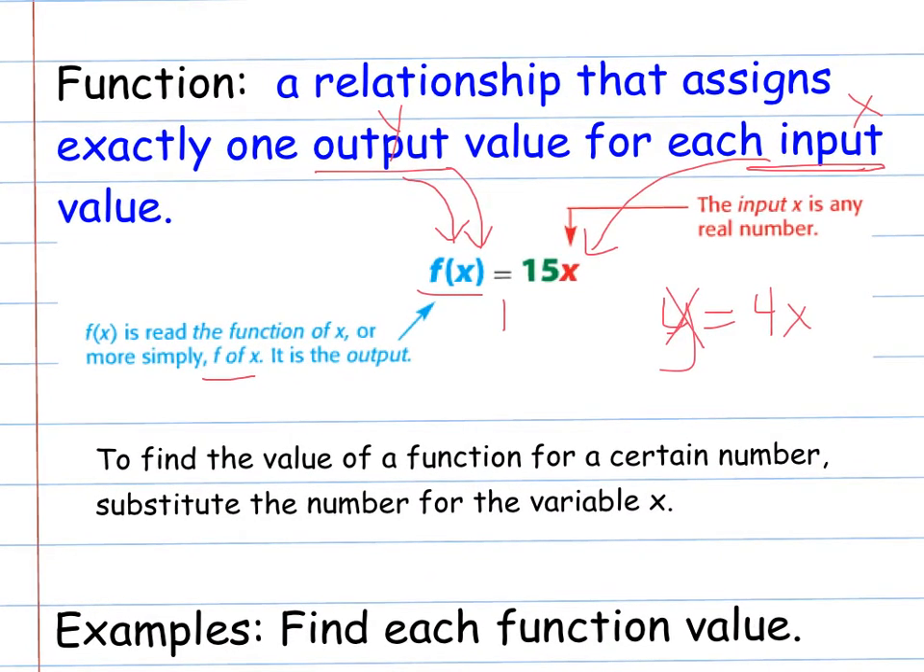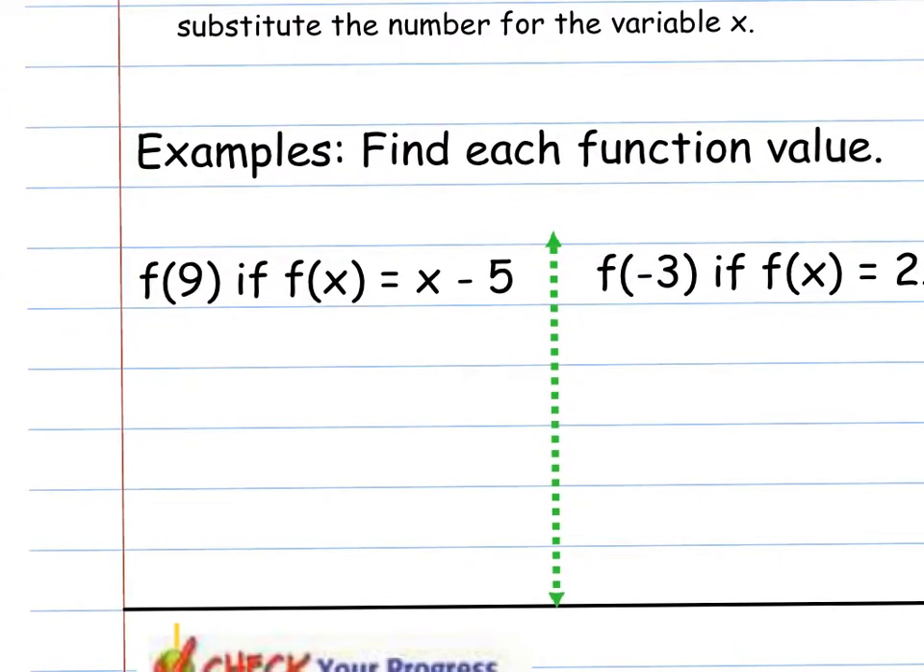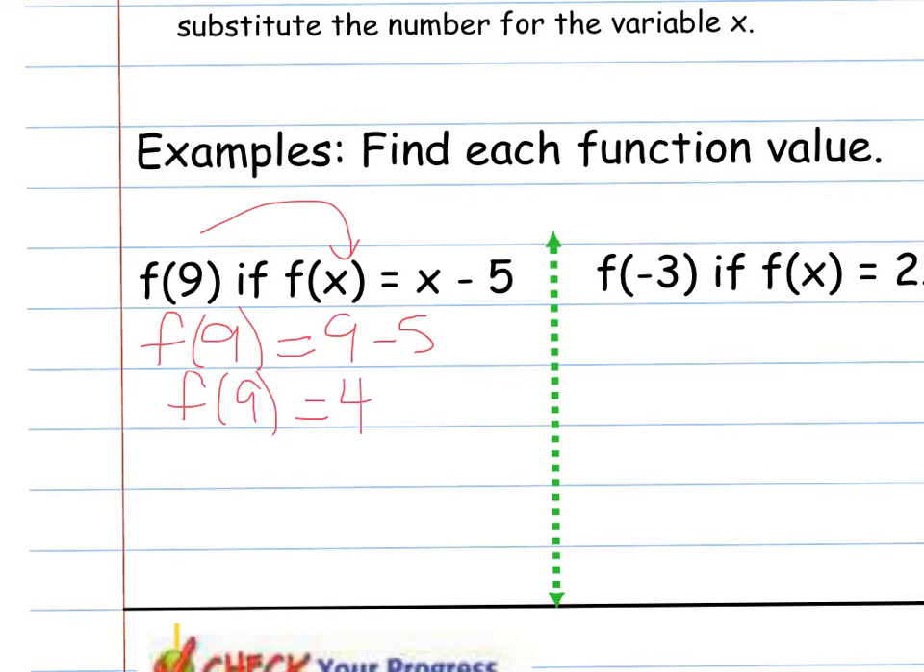So if we want to find the value of a function for a certain number, we can substitute that number in for x, again, our input. So we're going to go ahead and get started on some of these. Not much of this is really that new to you. You've done a lot of this before. If we want to know the function when x is 9, and the function is x minus 5, what we do is we plug in, we replace. So the function when x is 9 is 9 minus 5. We rewrite everything down. The function when x is 9 would be 4. And that's our answer.